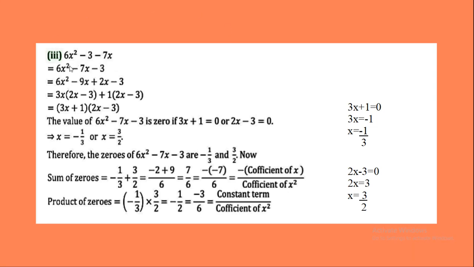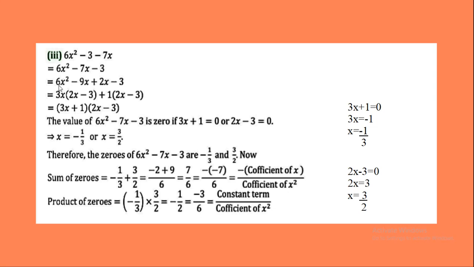Okay. Now we can split this minus 7x as minus 9x plus 2x. That is, the product of this 6x square into minus 3 is minus 18x square, and we can write this minus 7x as minus 9x plus 2x. That is, the product of this minus 9x into 2x is also minus 18x square. So this polynomial can be written as 6x square minus 9x plus 2x minus 3.